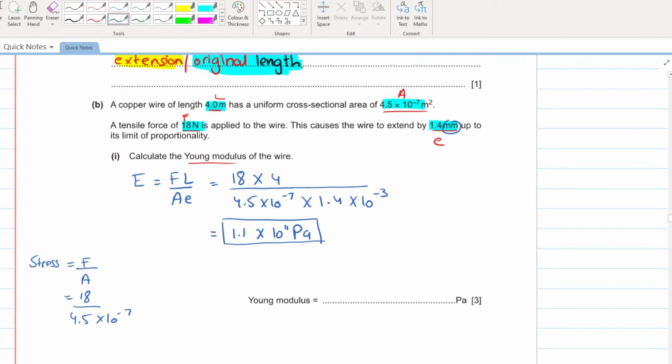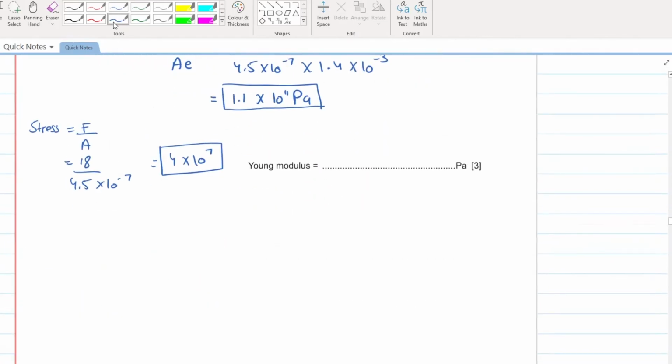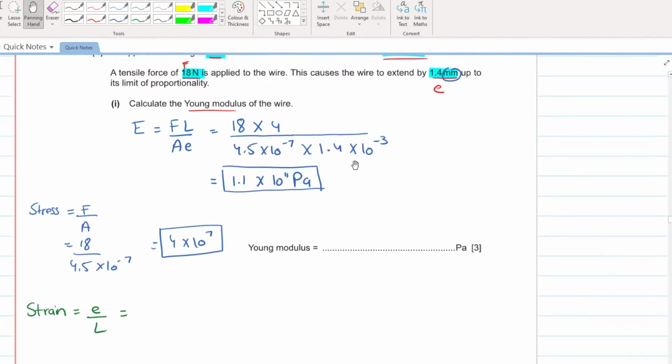Can anyone calculate the stress here? The stress comes out to be 18 divided by 4.5. This comes out to be 4 into 10 raised to the power of 7. This is your stress. Can we calculate the strain? Yes, we can also calculate the strain. Strain is equal to what? Extension over length.